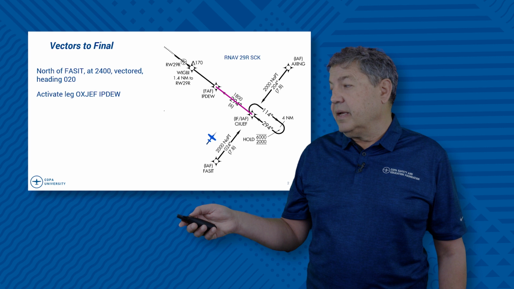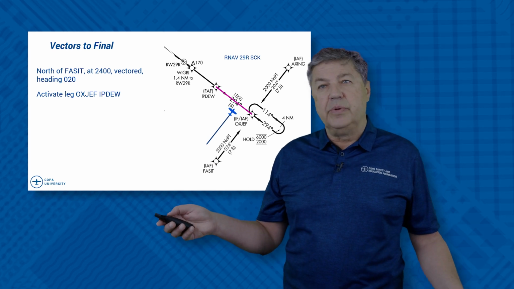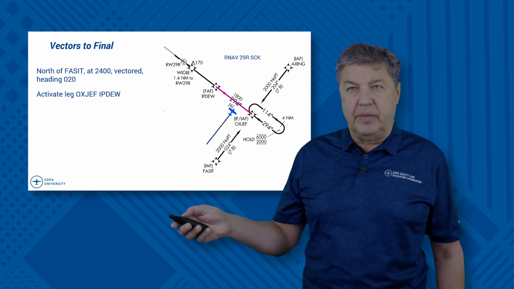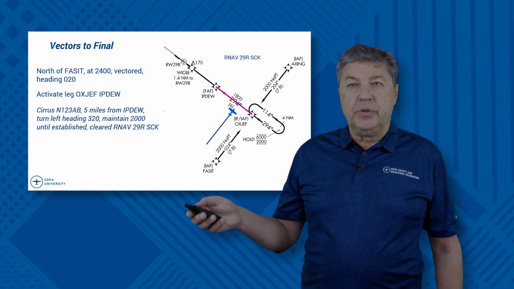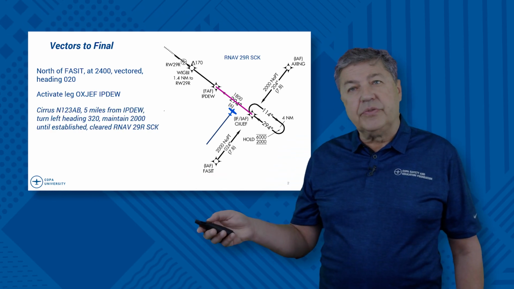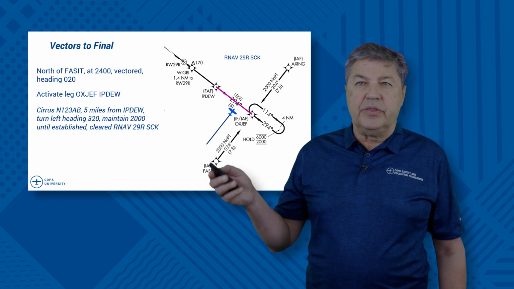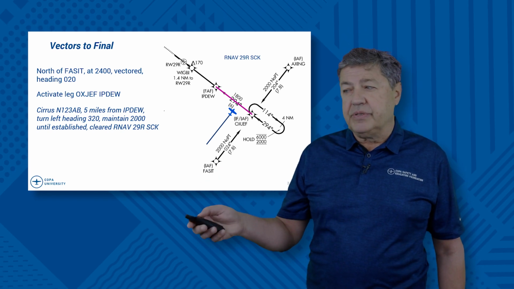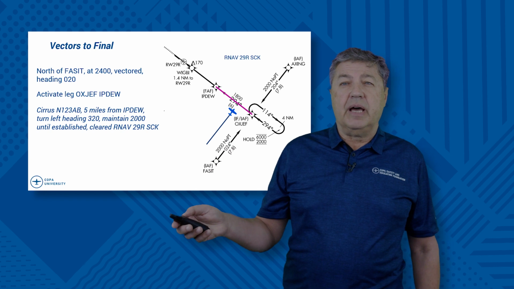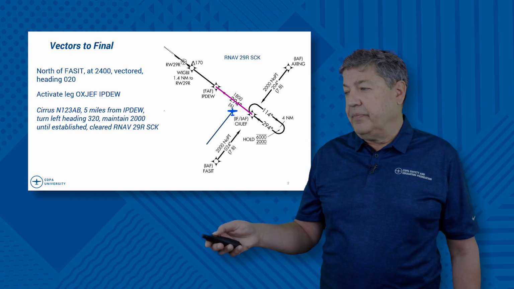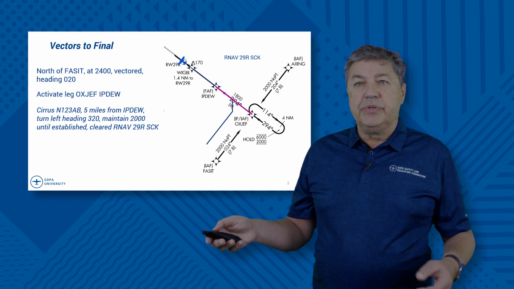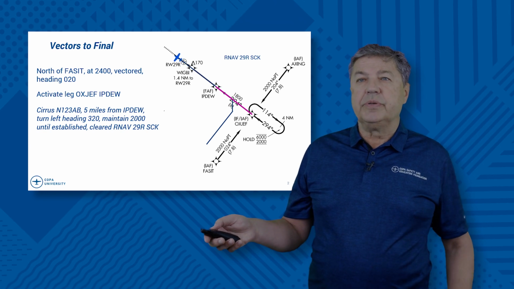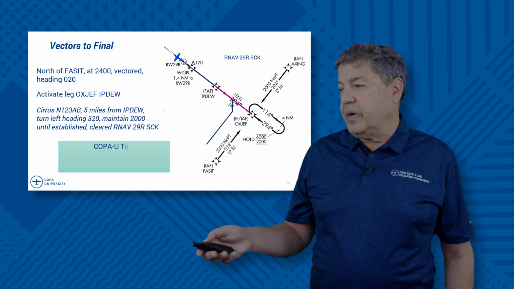We continue flying, and as we are about, I would say, 1.5 miles from the final approach course, here comes the clearance. Cirrus 123 Alpha Bravo, 5 miles from Ibdu, turn left heading 320, maintain 2000 until established, cleared for the RNAV 29 right, Stockton. We continue flying, we turn left 320, we join the final approach course, and we finish our approach.